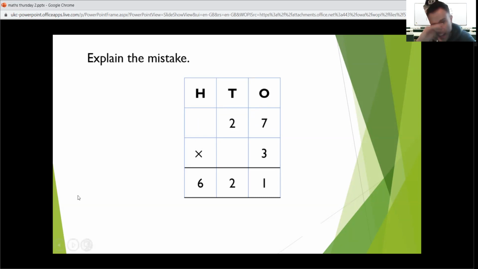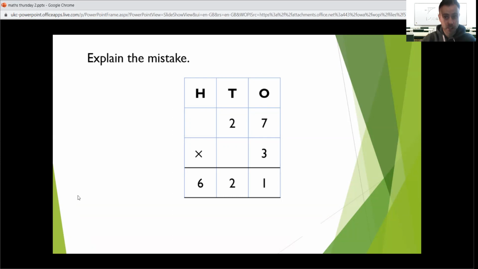Okay, so we had a multiplication. We had a two-digit number times by a one-digit number. What you should have done is you should have started by timesing the ones first. So 7 times 3 is 21. So you should have got that. And then you should have timesed the 10s. So you should have done 20, because we've got two 10s there, 20 times 3, which is 60. Then with those two answers, you should have added them together. And 21 add 60 is 81. And that's the answer you should have got.